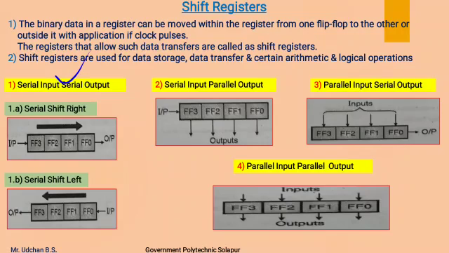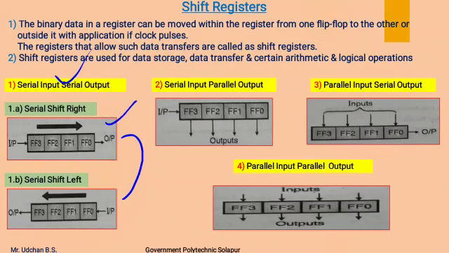Now we will see our first type, that is serial input, serial output, in which we can shift the data towards the right direction or towards the left direction. In serial input, serial output, the data input is given serially bit by bit and the data output is taken serially bit by bit.